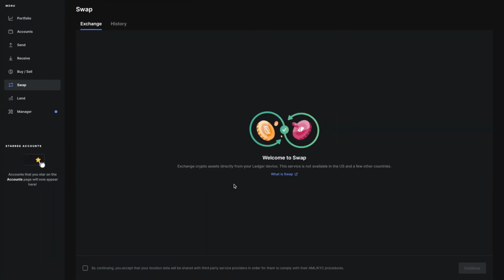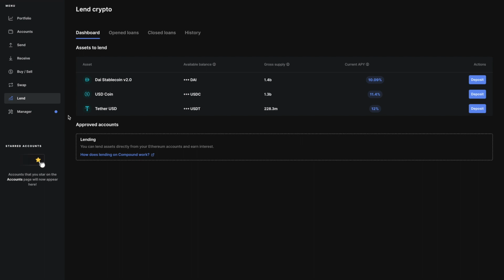So huge difference there. Ledger Live does have a lend option that it's partnered with Compound. This is actually really cool, and I haven't tested this out yet, but I'm going to shortly. So you can lend your DAI or your USDC or your Tether, and you can deposit a certain amount that you want to use to give out loans to people and lend.